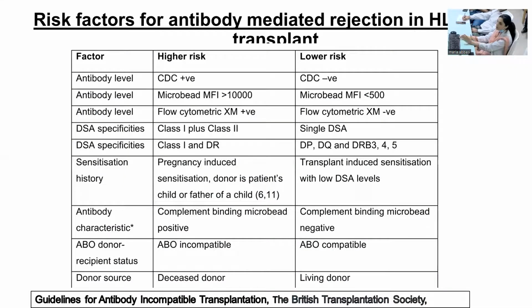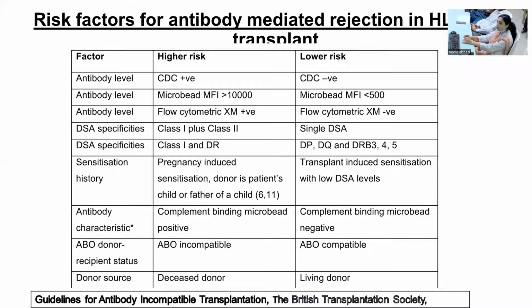This is another table just showing the risk factors for antibody-mediated rejection. As you can see, the high risk is those patients who are CDC positive, having MFI greater than 10,000, and who are flow cross-match positive and having antibody against class 1 and 2, and the sensitization history. We don't prefer the child or the husband as donor, because of the prior sensitization during pregnancy. So that is also considered to be high risk.